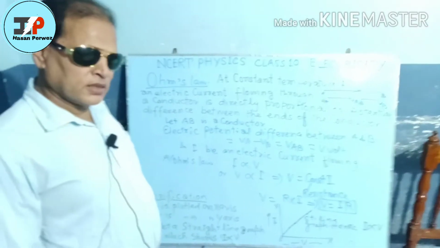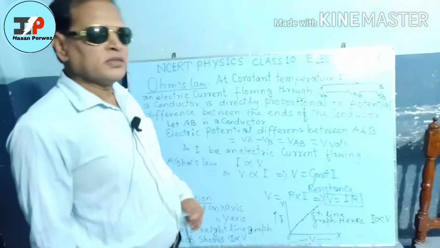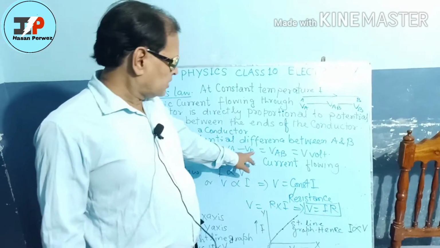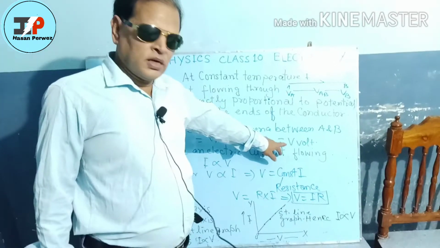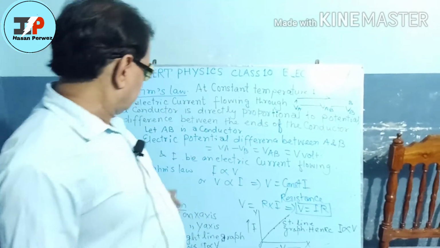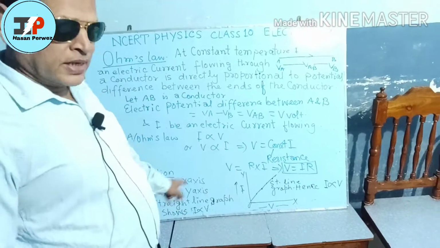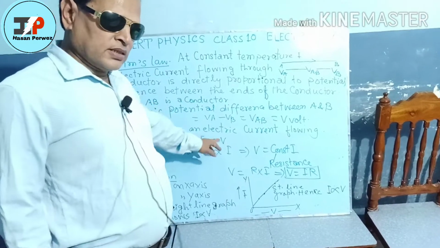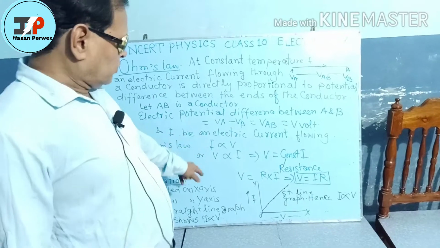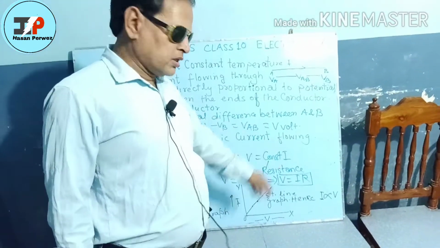Now come to the mathematical formulation of Ohm's law. Let AB be the conductor. Electric potential difference between the ends A and B will be VA minus VB, that is VAB. Let it be V volt. I is the electric current flowing. Then according to Ohm's law, I is directly proportional to V. If V increases, I increases. If V decreases, I decreases. So V is proportional to I, and V is equal to constant into I.